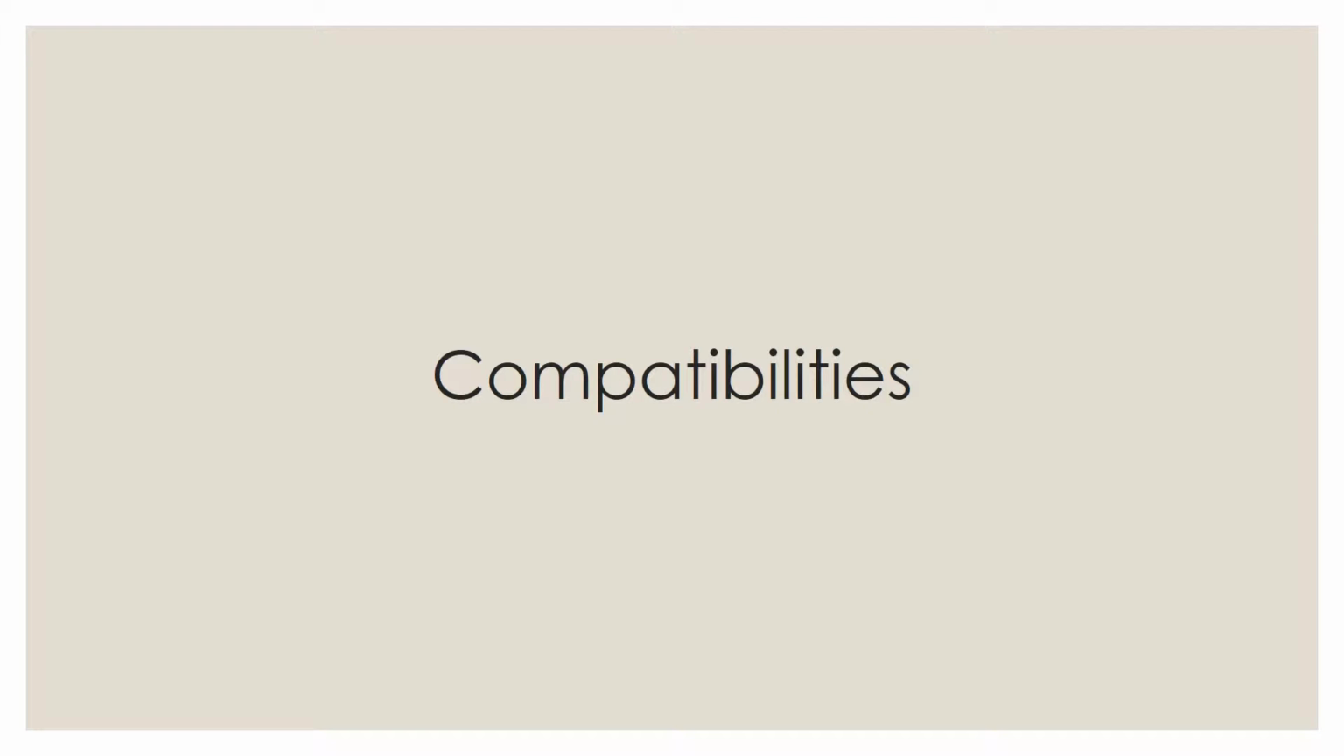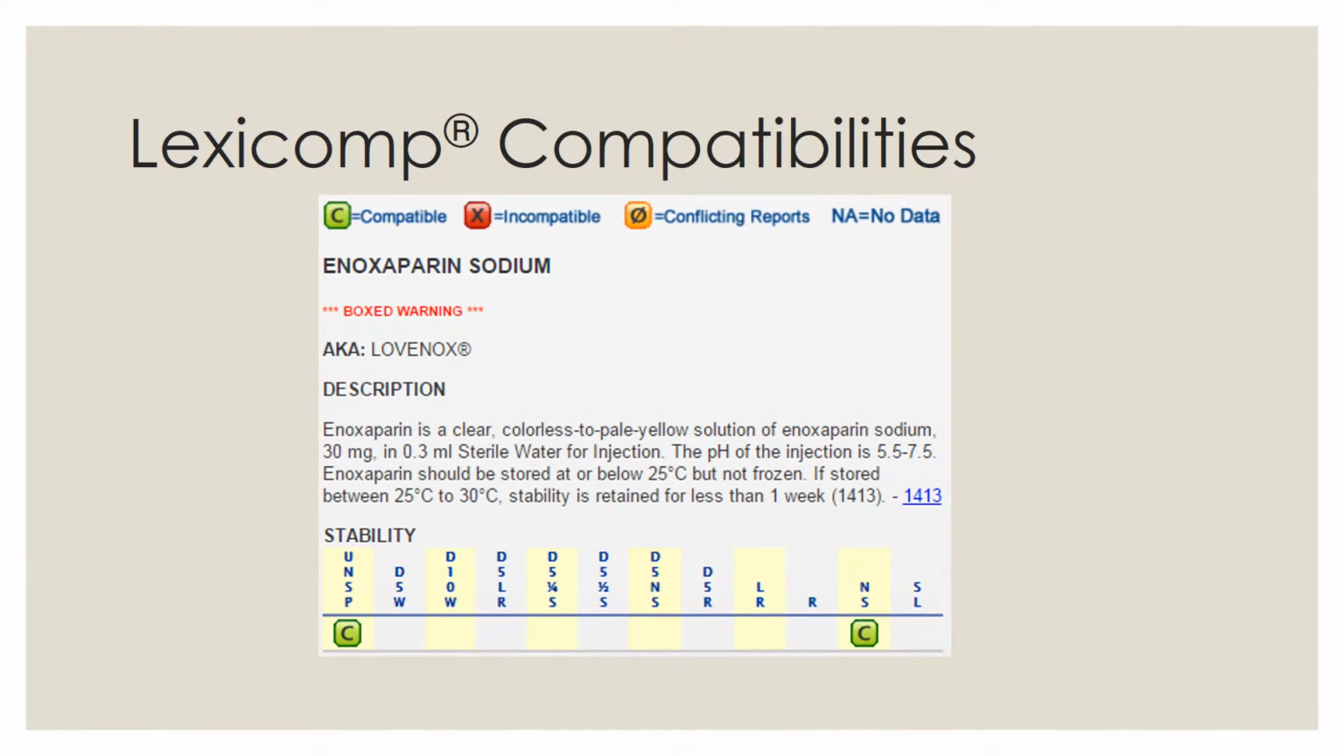So up next is the compatibilities. This is going to be used to see what you can mix the drug in. So enoxaparin is pretty straightforward. There's usually a pre-filled type of pen or syringe really that's going to be looking at because it's going to be injected subcutaneously.